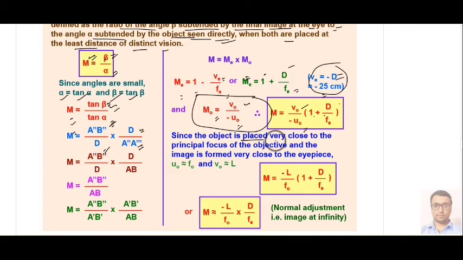Now if the object is placed very close to the principal focus of the objective, and the image is formed very close to the eyepiece, in that case you can replace u_o equal to f_o and you can replace v_o by L. Then the magnification formula will convert into minus L by f_o into 1 plus D upon f_e. Or in case of normal adjustment, when the image is formed at infinity, this m will be minus L upon f_o into D upon f_e.